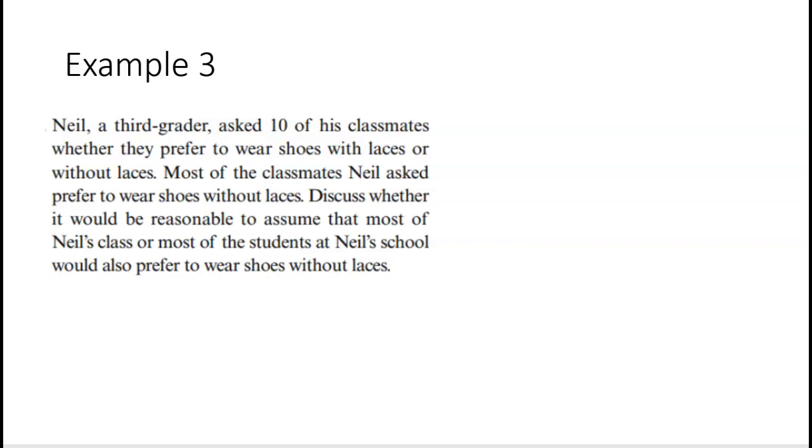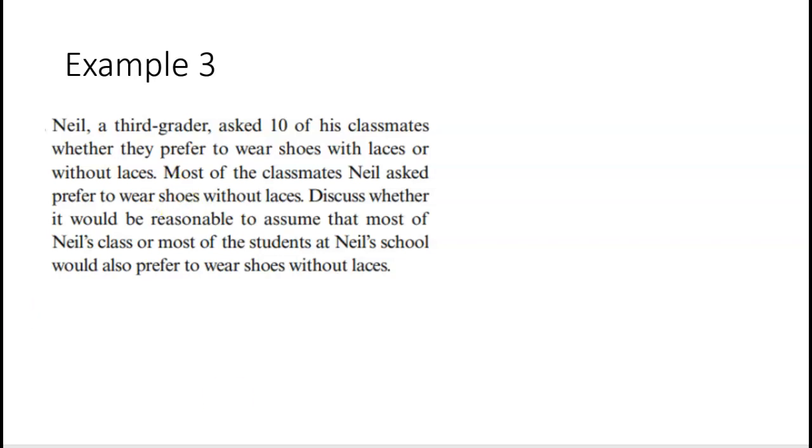All right, welcome back to section 15.1. Example 3: Neil, a third grader, asked 10 of his classmates whether they prefer to wear shoes with laces or without laces. Most of the classmates Neil asked prefer to wear shoes without laces. Discuss whether it could be reasonable to assume that most of Neil's class or most of the students at the school would also prefer to wear shoes without laces.